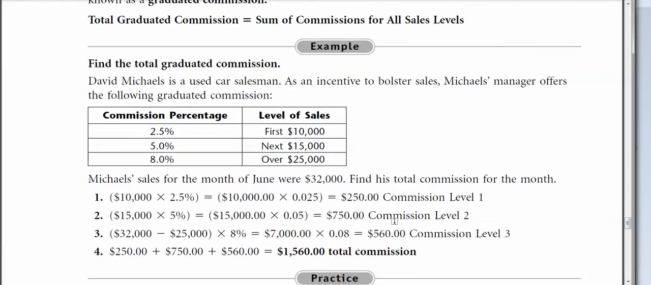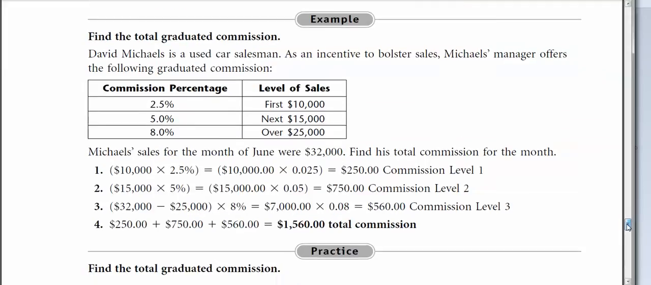So let's look at this example. David Michaels is a used car salesman. As an initiative to bolster sales, Michaels' manager offers the following graduated commission. Good thing I'm not teaching you how to read today because it is not coming out. Okay, so commission percentage. He gets 2.5% for the first $10,000 he sells. Then look what happens to his rate. He gets 5% for the next 15,000. Okay, and then he gets 8% for anything over $25,000. So notice the more he sells, the more money he makes. So it's going to push him to make more and more money.